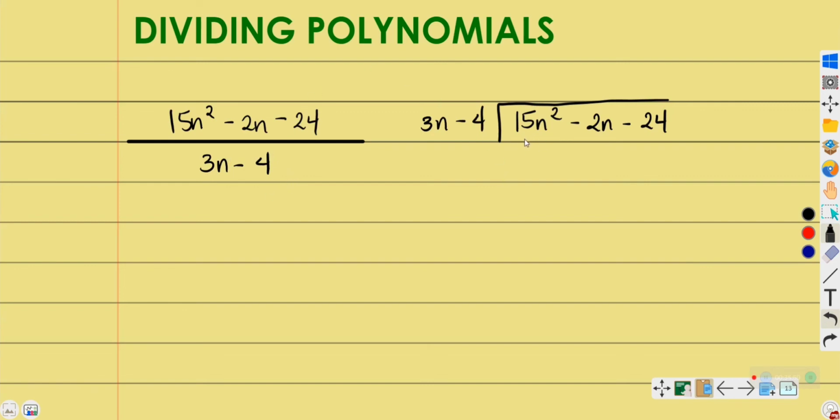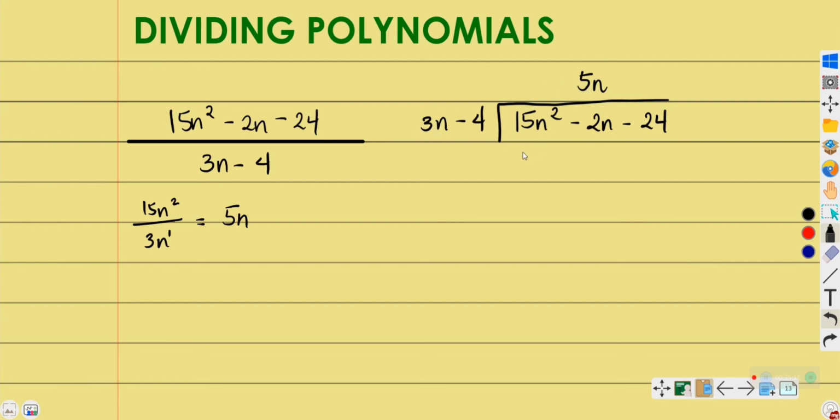First term of the dividend, 15n squared divided by 3n. So, 15n squared divided by 3n is equal to 15 divided by 3 is 5. N squared divided by n is, may 1 dito, simply 2 minus 1, n na lang. Okay? So, 5n. And then, yung 5n na to, i-multiply sa buong divisor.